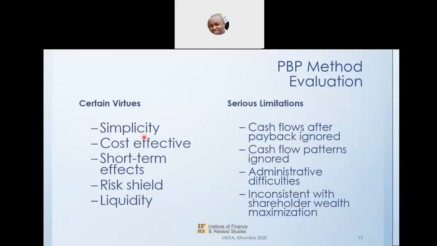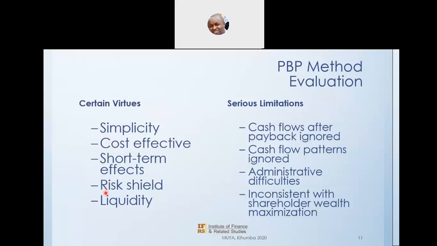This method has certain advantages and certain disadvantages. Some of the advantages would include simplicity. It's a very simple technique to use. It's cost effective. It doesn't require complicated software. Its effects are felt in the short term.